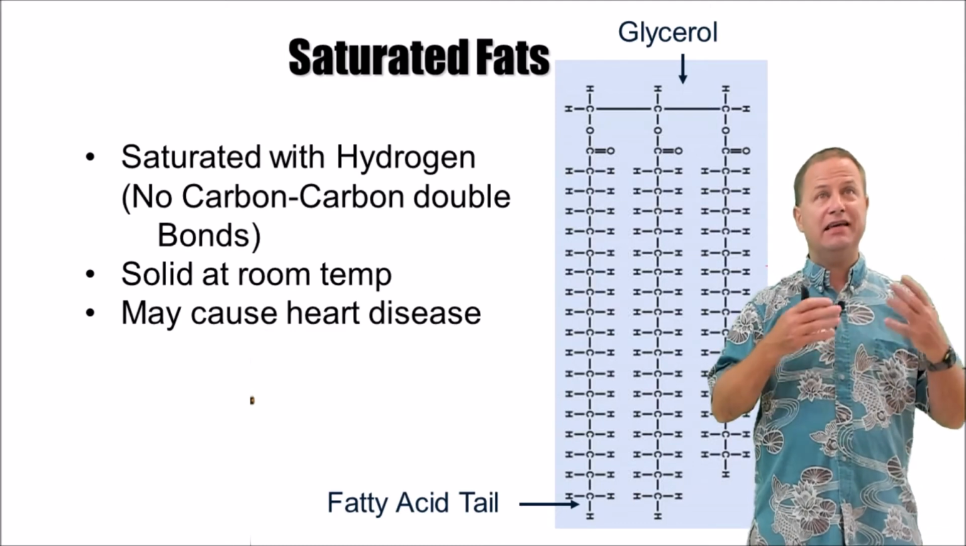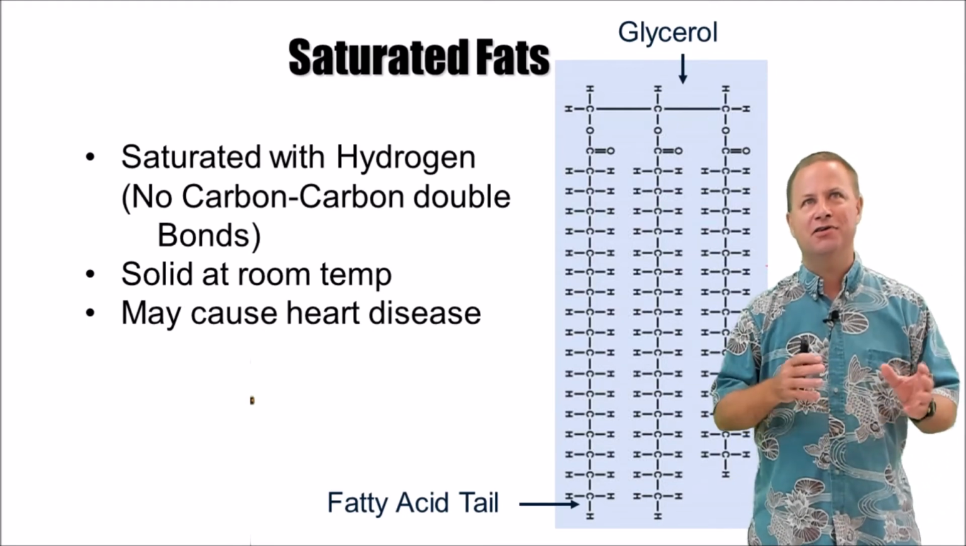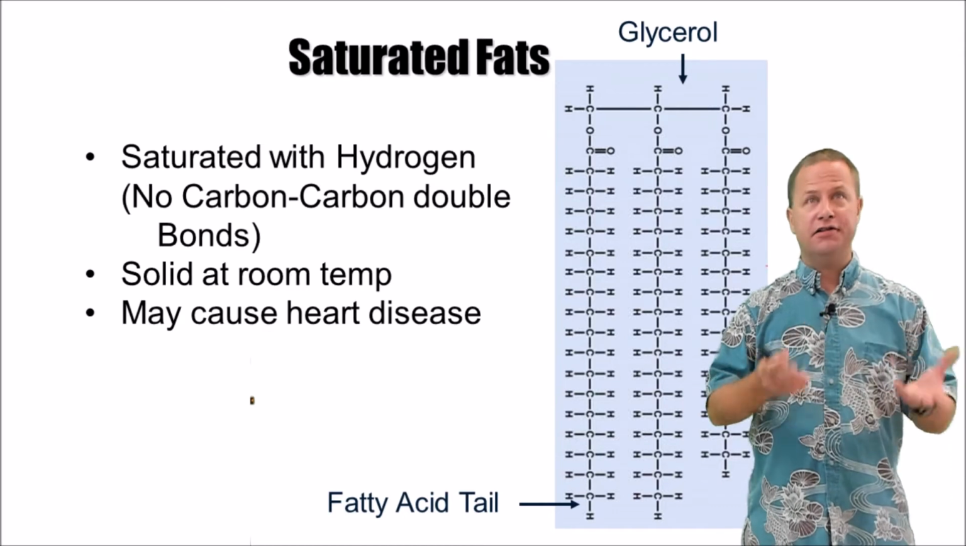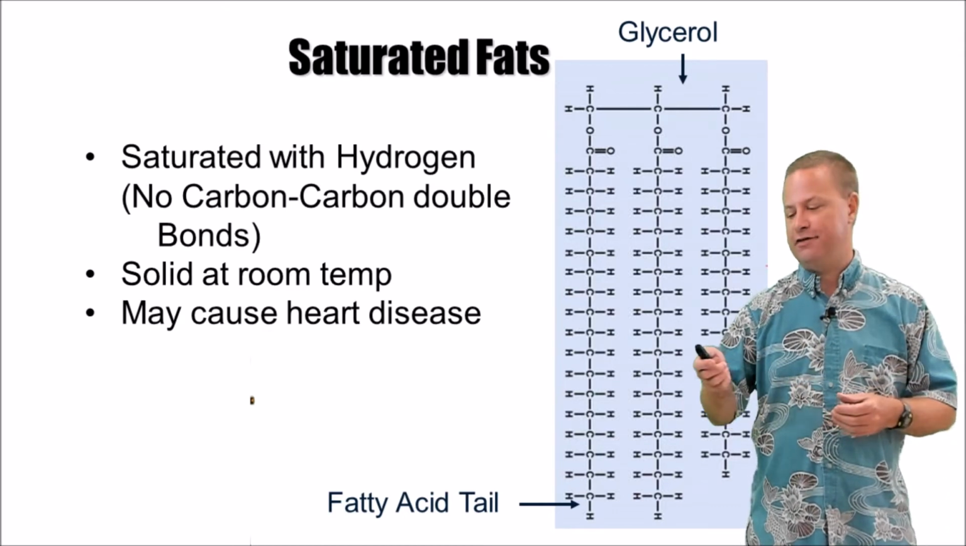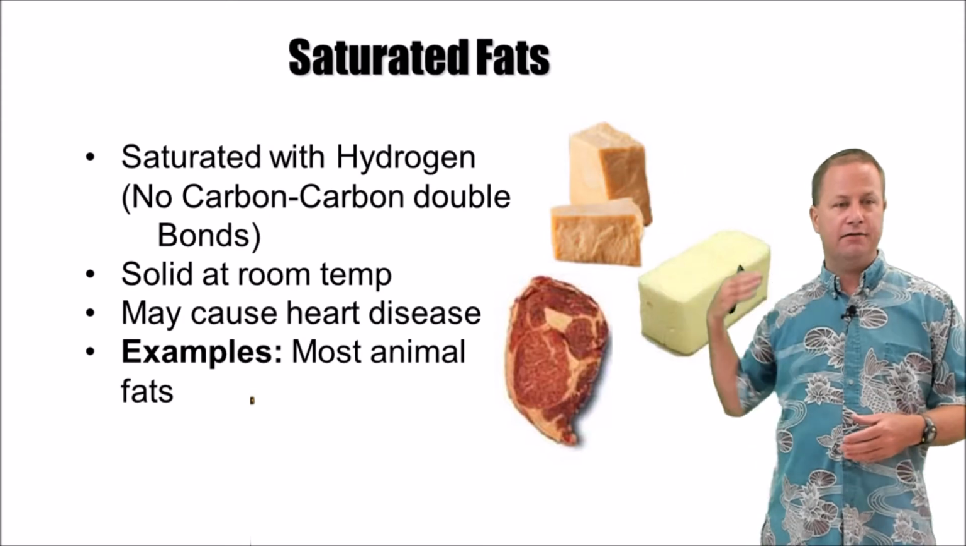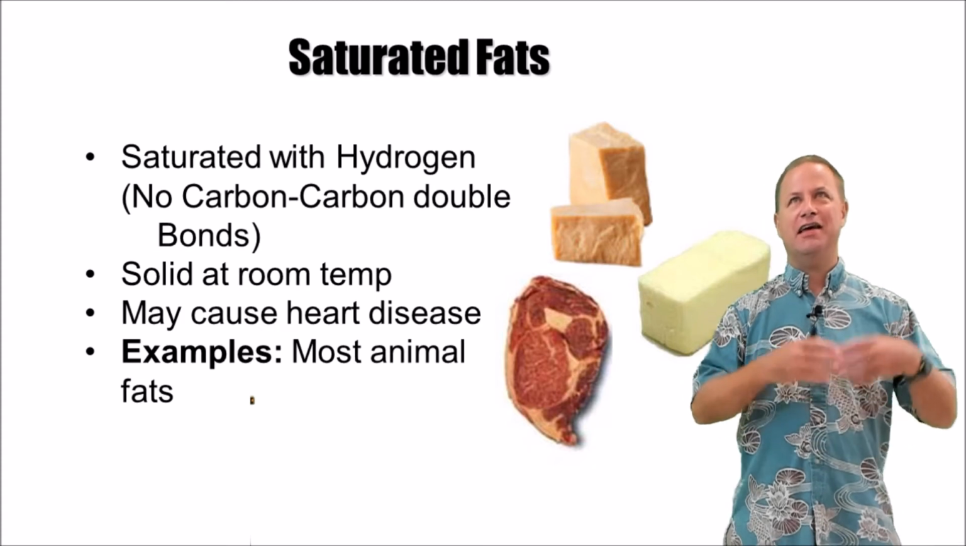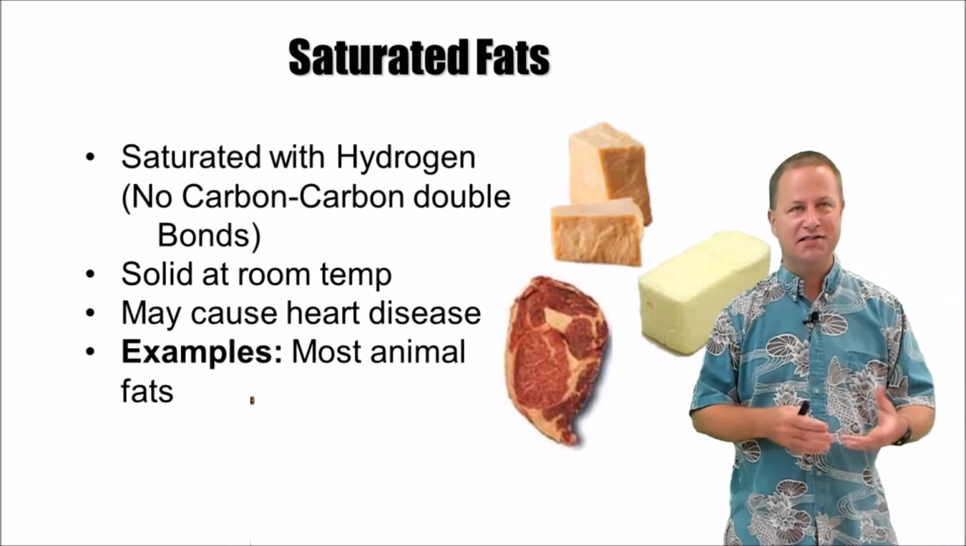And as a result of being saturated, they tend to be solid at room temperature. And because they're solid at room temperature, they can cause a greater risk of heart disease in people that eat too much saturated fat. So examples of saturated fat in your diet are things like cheese, which everybody loves, butter, and also animal fats. Because they're solid at room temperature, again, we have an increased risk for heart disease, which we want to avoid.